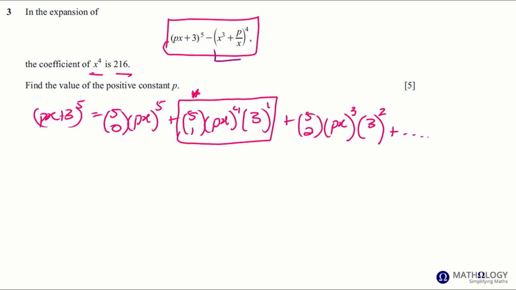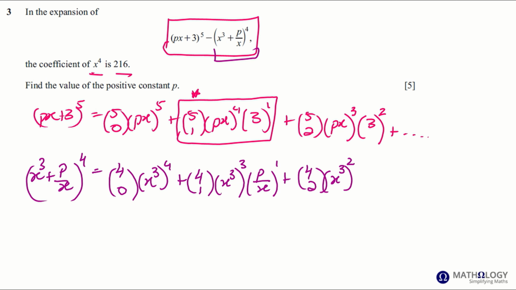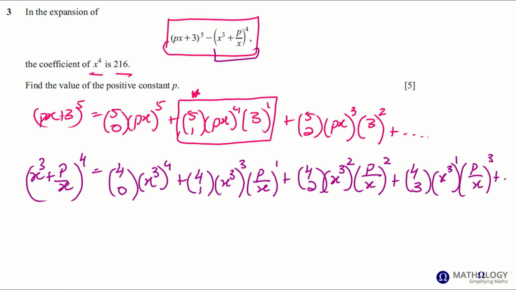We're now going to expand this expression here. So that equals 4 choose 0, (x^3)^4, plus 4 choose 1, (x^3)^3, times p over x to the 1, plus 4 choose 2, (x^3) squared, times (p over x) all squared, plus 4 choose 3, x^3 times (p over x)^3, plus, and then the last term.